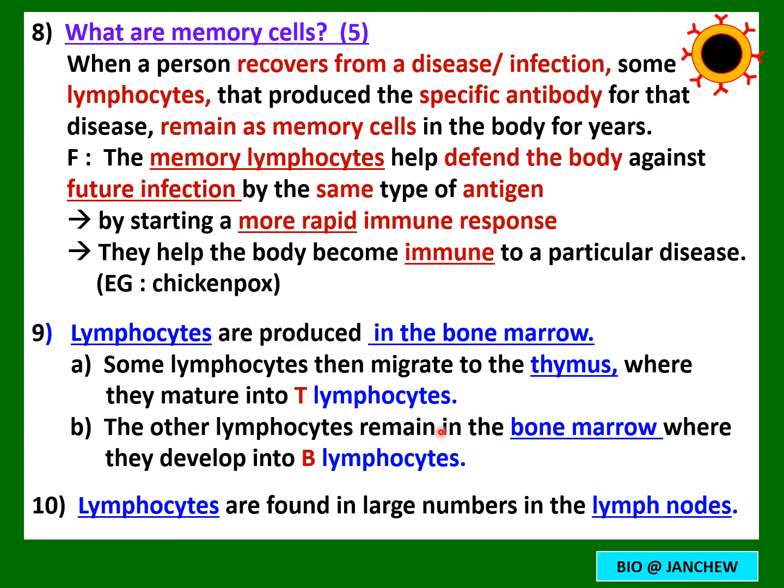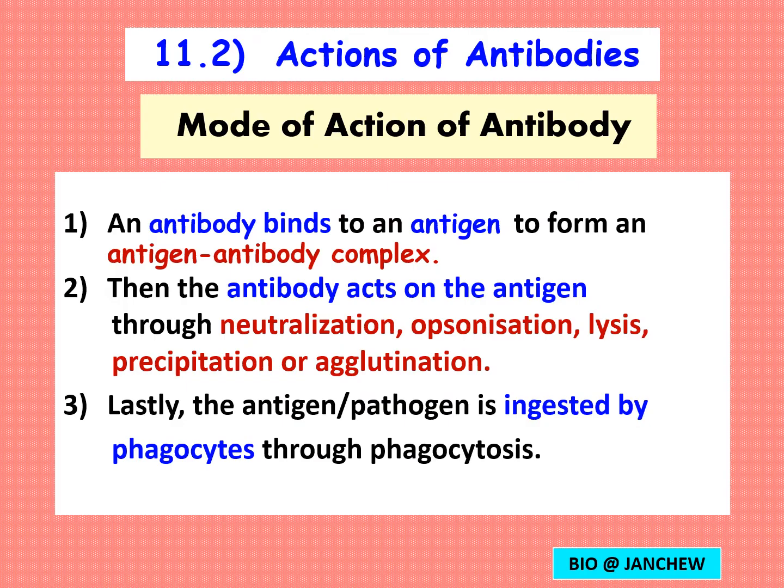Now, there are other lymphocytes that still remain in the bone marrow, where they will develop into B lymphocytes, B for bone marrow. Okay, so T lymphocytes, as we have discussed just now, will help to destroy the cells that are already infected with the pathogens, and they also destroy cancer cells. They do not produce antibodies, whereas the B lymphocytes are the ones that produce the antibodies. Now, lymphocytes are found in high concentration or large numbers in the lymph nodes.